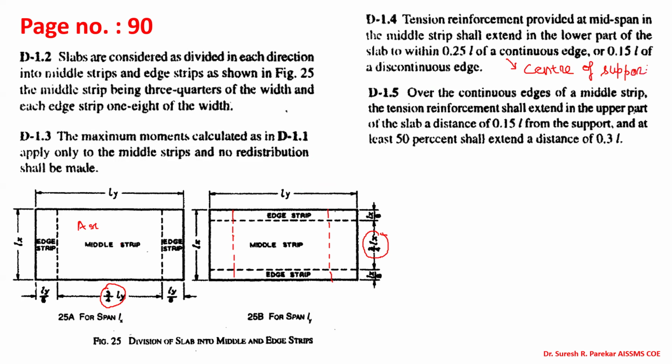Center of support. And these values at support, we are going to find from the face of the support. So for bottom reinforcement or for negative, we have 0.25 L and 0.15 L for sagging, and for hogging, we have 0.15 L and 0.3 L alternately. They have clearly mentioned it over here. We have provided it also, so you should be in a position to answer this.